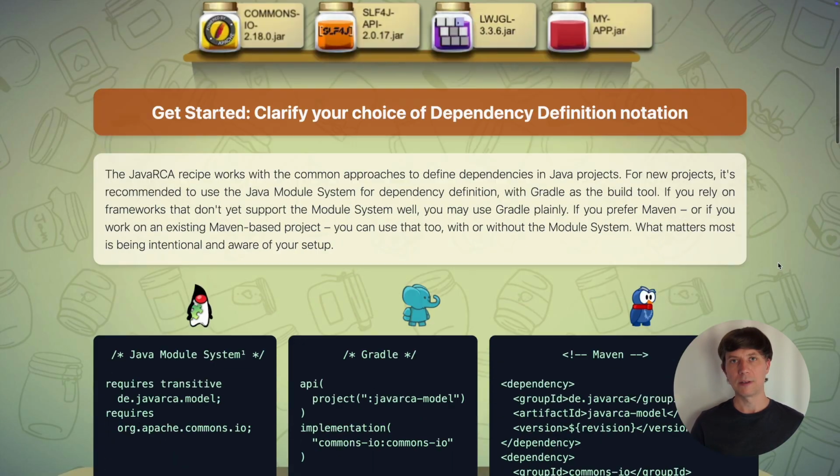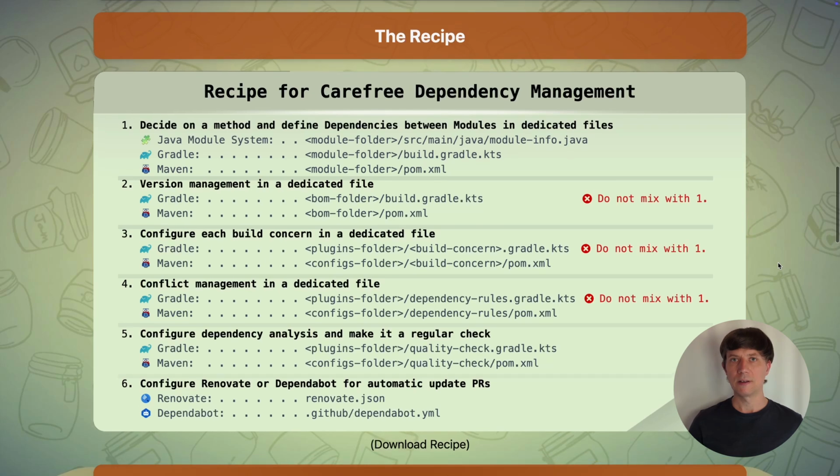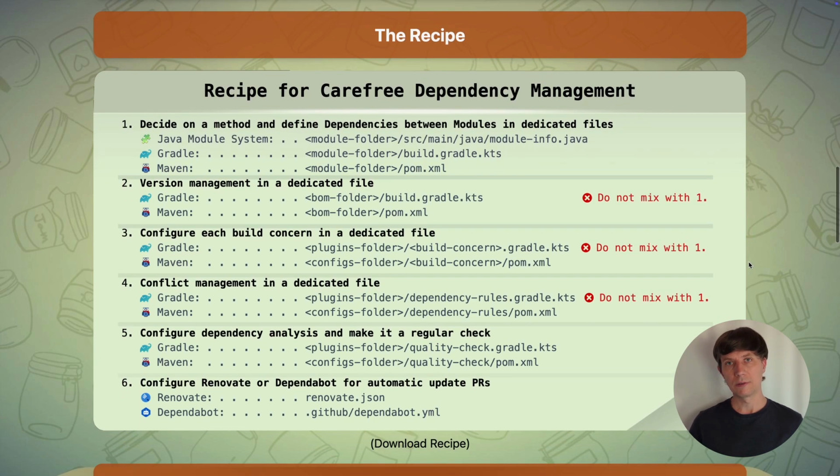Hey, welcome to this episode where we talk about the last item in the recipe for carefree dependency management in Java projects. If you follow the first 5 items of the recipe in your Java project, you have a good structure where you know what you need to touch when you work on anything related to dependency management. You have dedicated places to add new third-party libraries and places to change the dependencies between your own modules or your modules and third-party libraries.